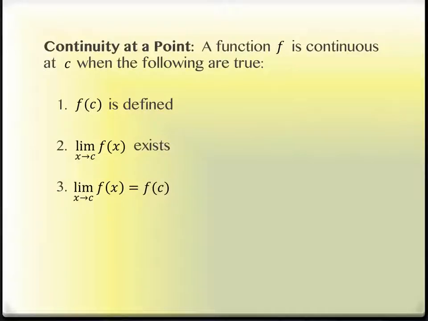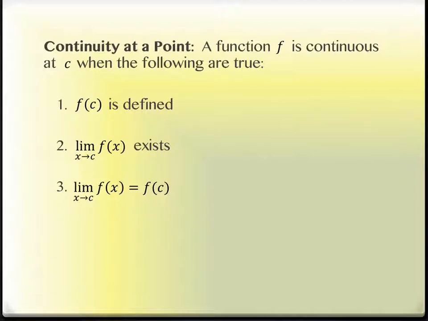A function f is continuous at a point c when the following are true. It has to be defined, so you can't have an open circle only at that point. We've talked about places in the last lesson where what's happening is that we have an open circle, right? We have a hole in the graph. No holes in graphs. That's not going to work.